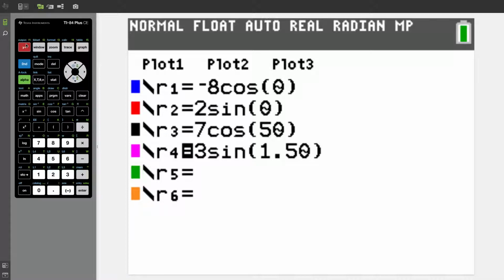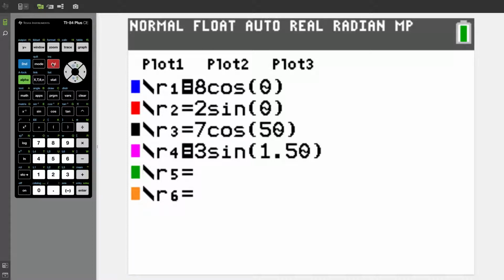And I don't care if you're typing things in or not, but you can always do it on your own, and it's valuable. So I'm just going to type in 8 cosine theta. And when you want to get your variable theta, you just hit that same variable button next to the alpha, X, T, theta, n. Depending on what mode you're in, it will bring up the appropriate variable. So if you're getting x's and y's, you're not yet in polar mode. So I typed in 8 cosine theta.